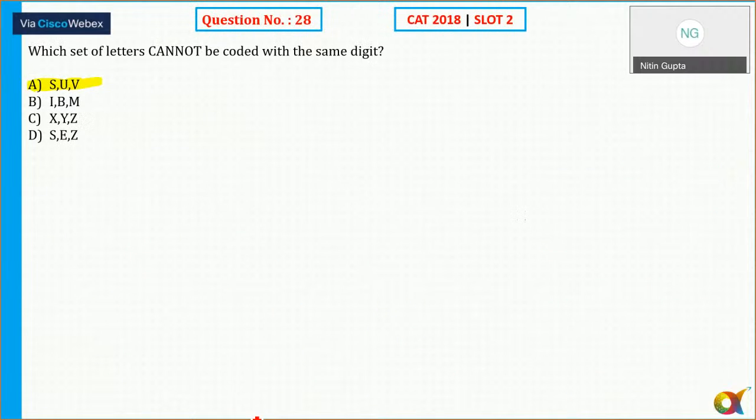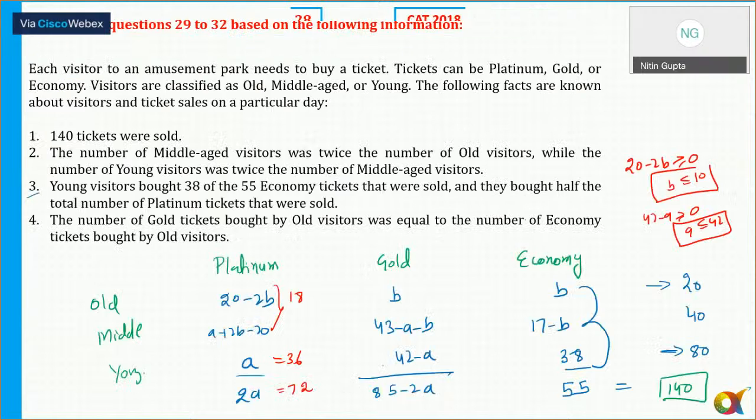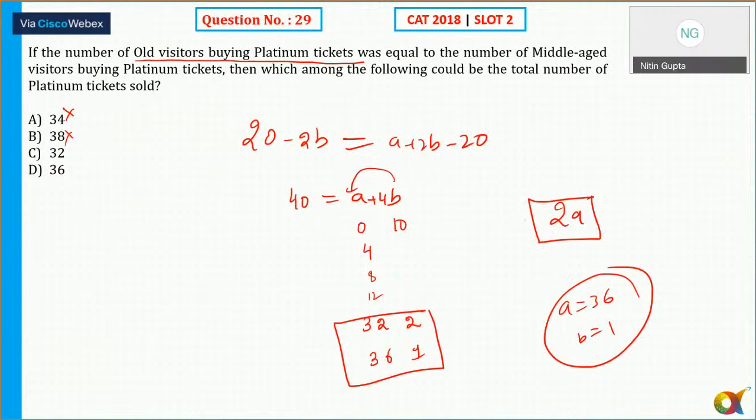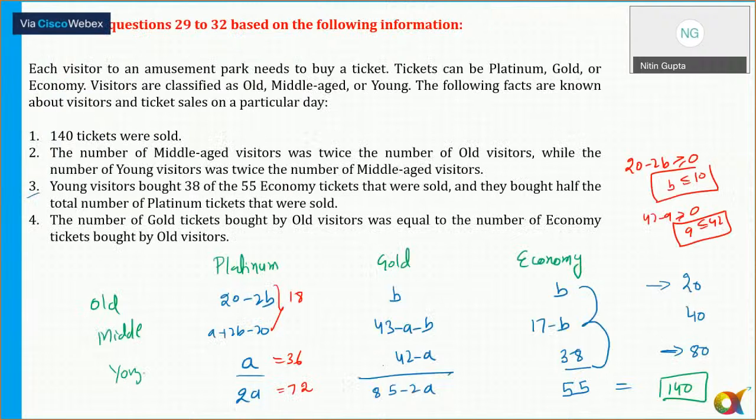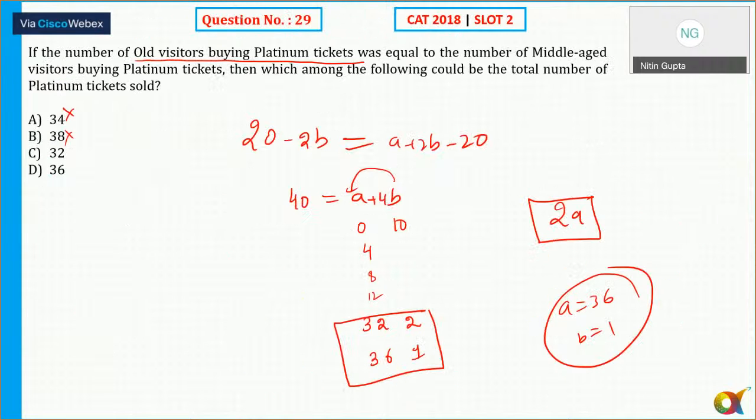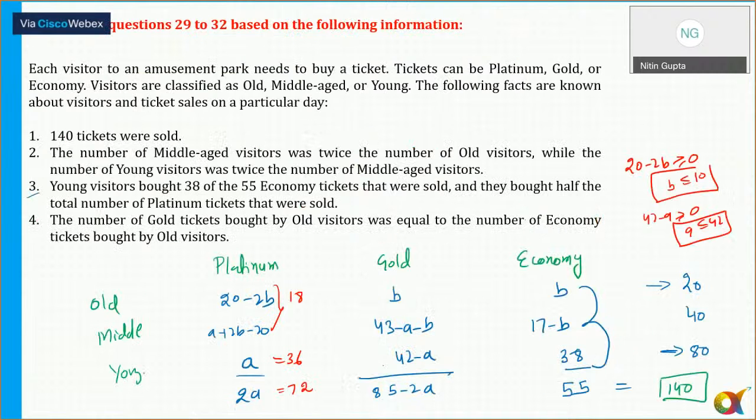What is the question here? Which among the following could be the total number of platinum tickets sold? So the total number of platinum tickets sold is equal to 2A. So it can be 32 and 2, 36 and 1. Just give me a minute.